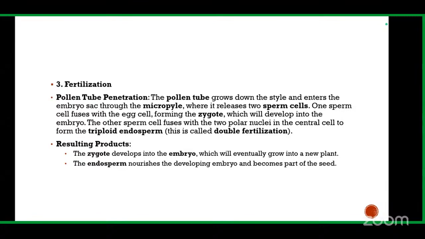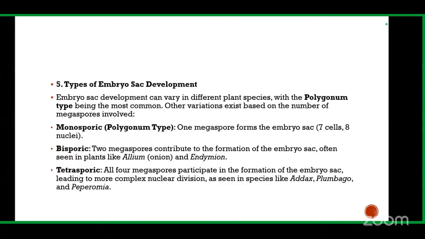So basically, in fertilization, what happens? One male gamete will fuse with the female egg to form the diploid zygote, whereas the second male gamete will fuse with the central cell with 2 polar nuclei to give the product triploid endosperm. That is a trisome. That's why it is known as double fertilization. What are the products? A diploid zygote, which will turn into embryo later on and eventually grow into a new plant, and endosperm, which nourishes the developing embryo and becomes a part of the seed.